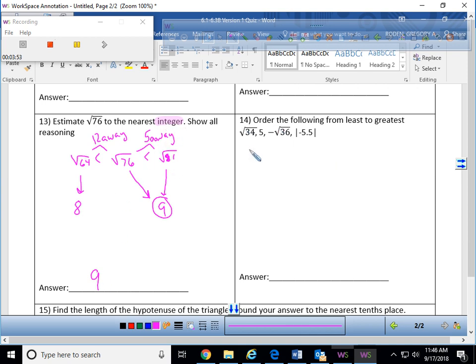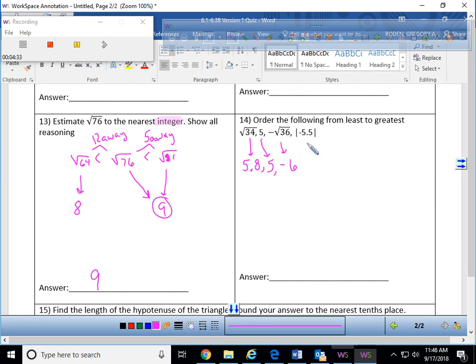Alright, so the next one, let's do a quick cheat here. The square root of 34 is not perfect. It's less than the square root of 36, which is 6. So I'm just going to estimate it's about 5.8. It's not quite 6, so about 5.8. And this one right here is just 5, so I'll copy it down. Now, what's negative square root of 36? Well, the square root of 36 is 6, and the negative is just along for the ride because it's on the outside. So this is negative 6.